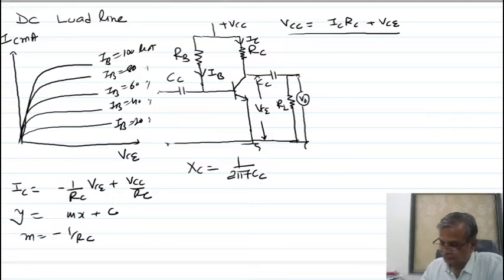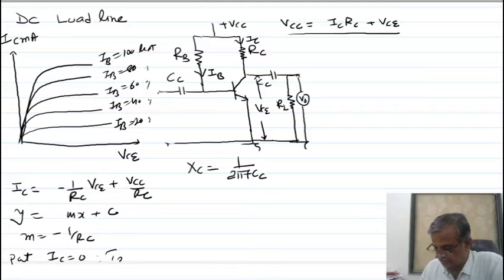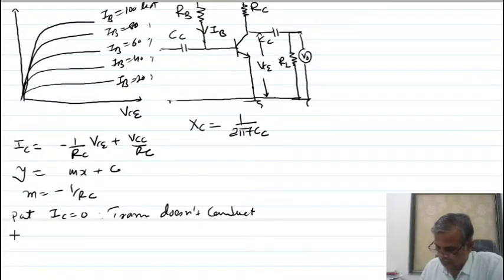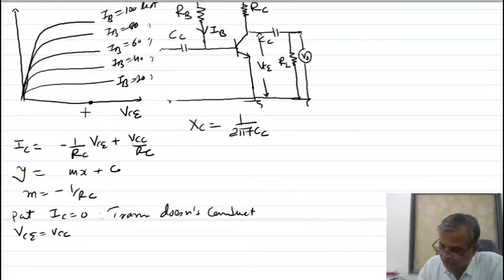Now, to plot the DC load line, put IC equal to 0, which means the transistor does not conduct. You will get VCE equal to VCC. So I am putting this point here, VCE equal to VCC. It has the coordinate VCE maximum, comma 0.